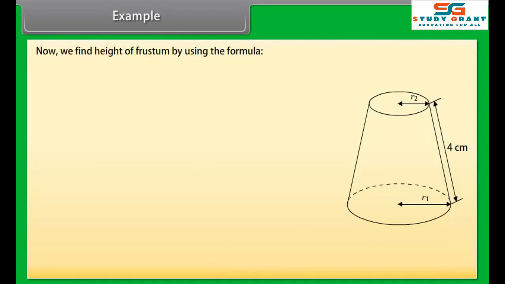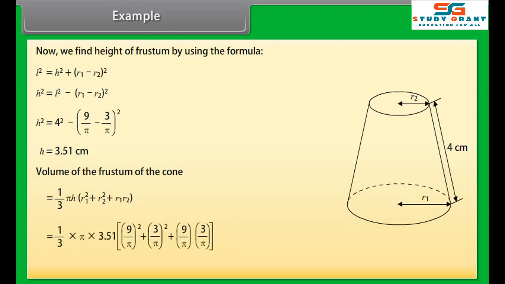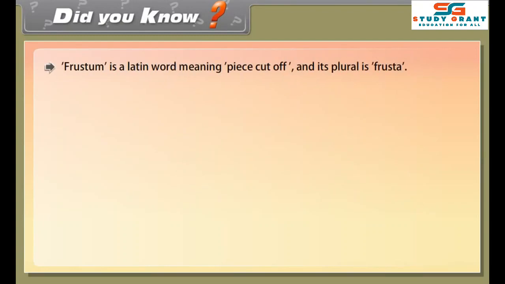Example. The slant height of the frustum of a cone is 4 cm and the perimeters of circular ends are 18 cm and 6 cm. Find the curved surface area and the volume of the frustum. Solution. Let R1 and R2 be the radii of the base and top of the frustum. Then 2 pi R1 equals 18, which implies R1 is equal to 9 upon pi centimeter, and 2 pi R2 is equal to 6, which implies R2 is equal to 3 upon pi centimeter.